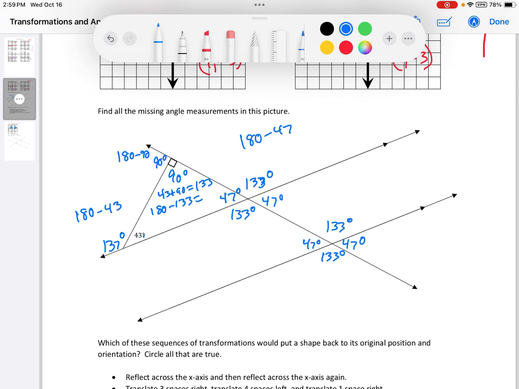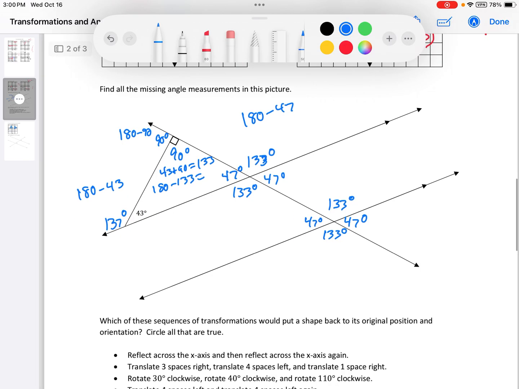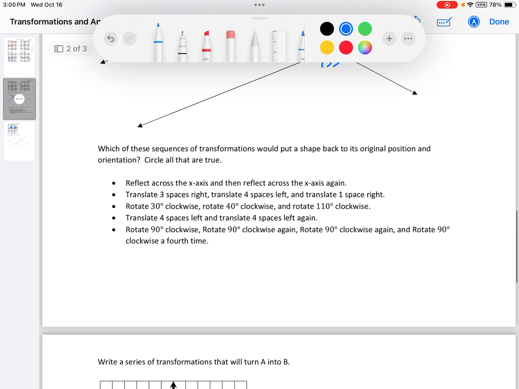There are 1, 2, 3, 4, 5, 6, 7, 8, 9, 10, 11 angles that you could figure out based upon just one number. Just want to clean it up a little bit. Okay, let's move on. Which of these sequences of transformations would put a shape back to its original position and orientation? Circle all that are true.